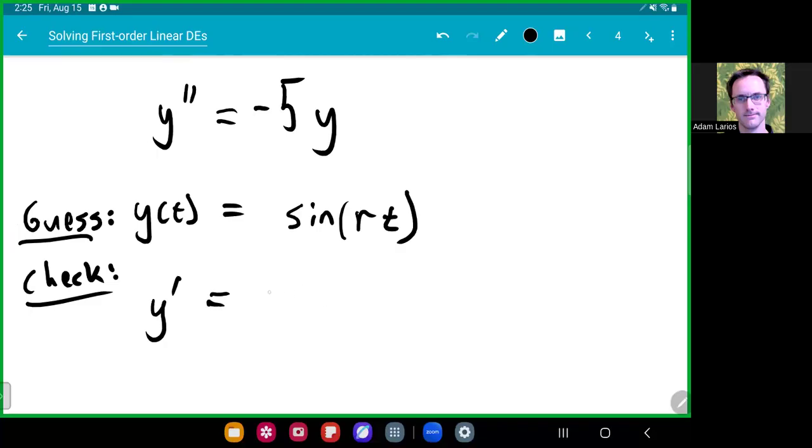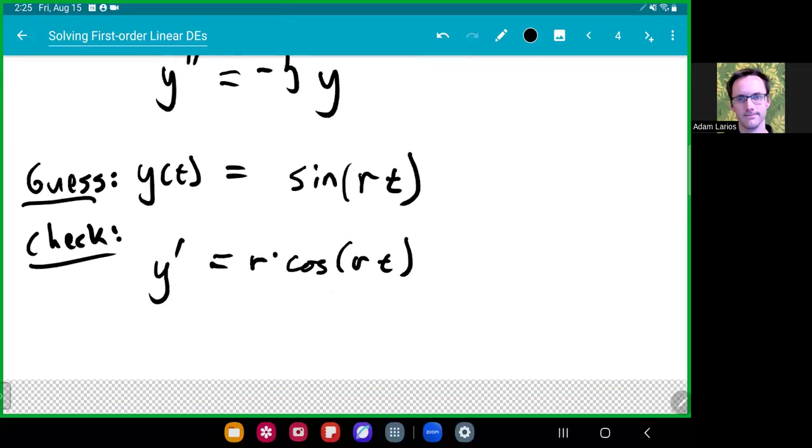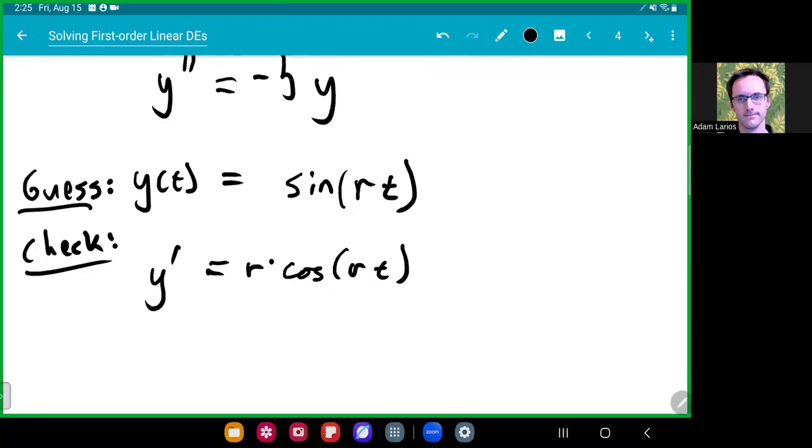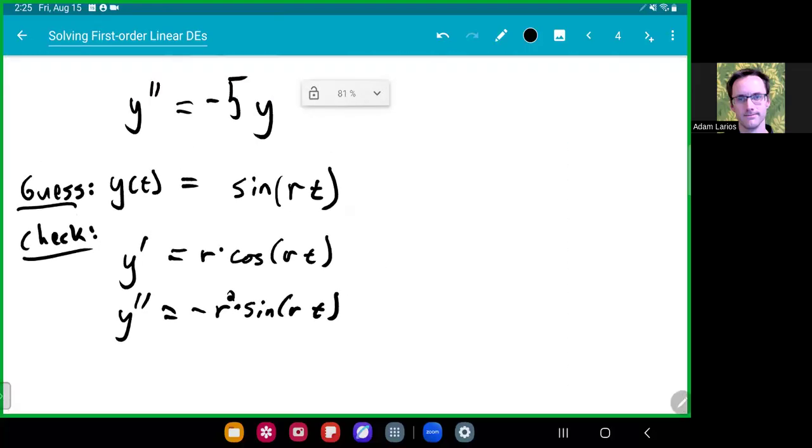Y prime will then be the derivative of sine is cosine rt, but then I have to use the chain rule to multiply on the inside. We multiply by the derivative of the inside, so we get r. And then y double prime, the derivative of cosine is minus sine, so minus sine of rt. We already had an r from before, but when we use the chain rule again, we get another r coming out. So you get a minus r squared there.